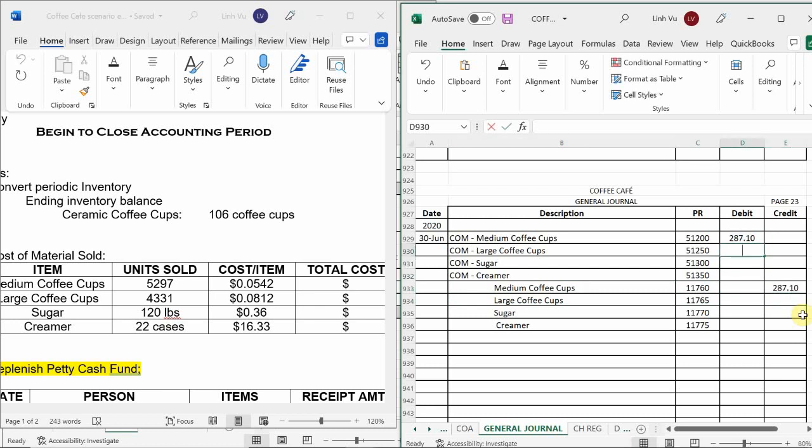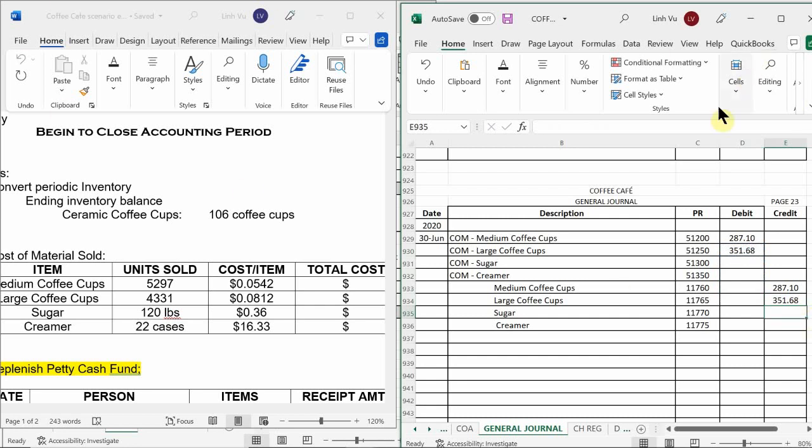We also need to solve for the total for my large cups. If I sold 4,331 cups at a cost per item of 0.0812, so 8.12 cents here, round to 2. That's going to give me a total of $351.68 worth of large cups. Okay, that we need to adjust.